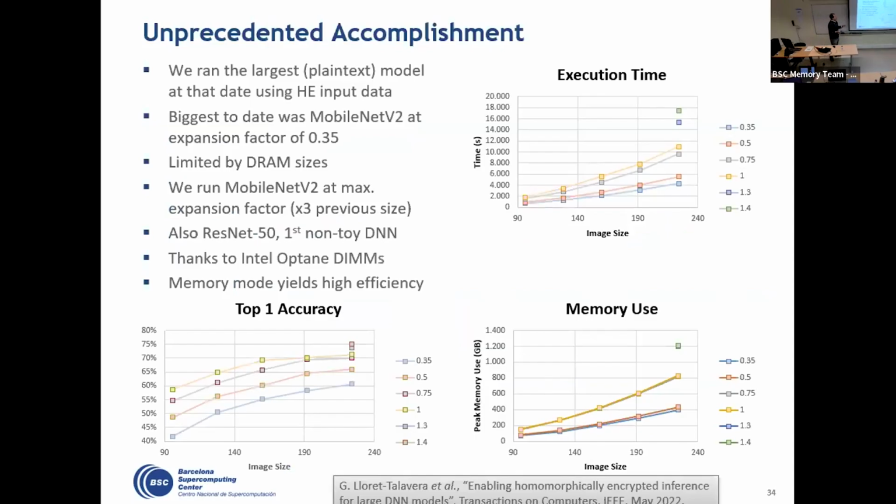So thanks to Optane persistent memory pools, we were able to run the largest model at that time. And in our paper, we demonstrated that there was a very efficient use of this hybrid memory system consisting of DRAM plus Optane persistent memory, just using the deep memory mode. I can't remember anymore the name Intel gave for that.